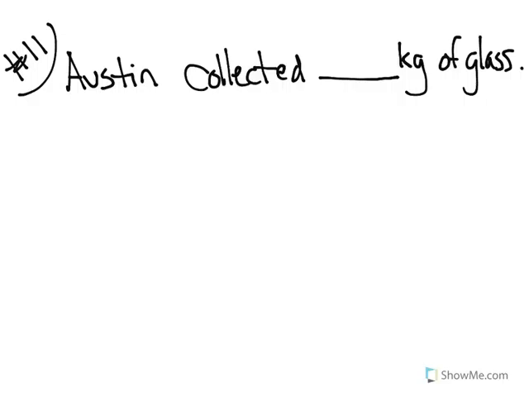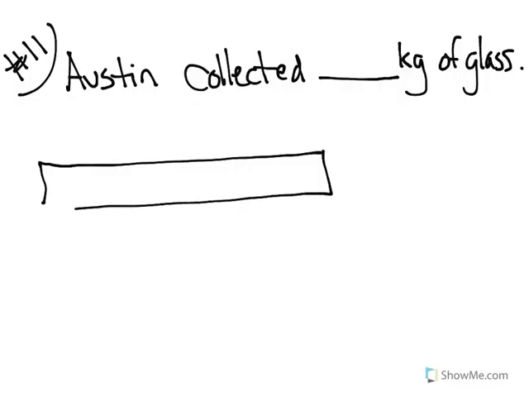Okay, I am going to set up a tape diagram for this problem because I want you to see how we can use the different diagrams. So here is the amount of glass that he collected, which we know from the problem is 30 9/10. That's the total amount.